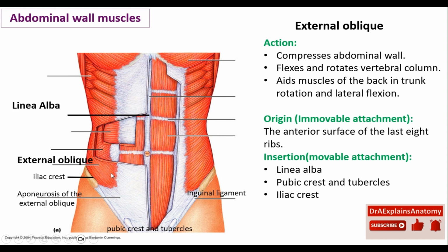The origin of the external oblique muscle is the anterior surface of the last 8 ribs. You can see all part of the external oblique muscle right here. This is the entire external oblique muscle. So the origin is the anterior surface of the last 8 ribs. It is inserted in the linea alba, this line right here, in the pubic crest and tubercle, and in the iliac crest on both sides.